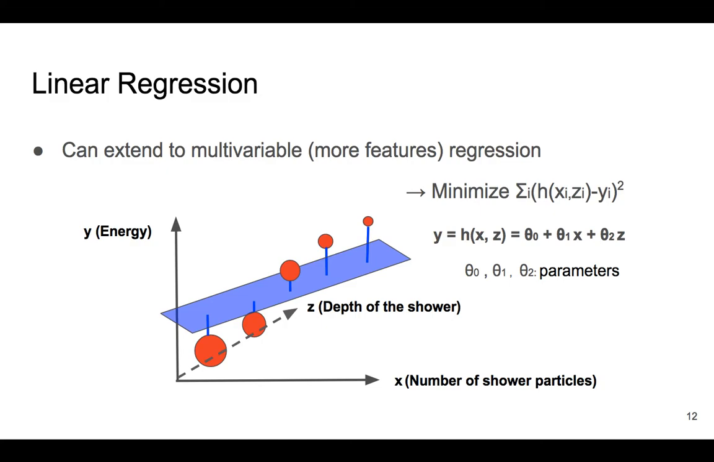The formula of the hypothesis is now y, or h of x and z, equals theta 0 plus theta 1 times x plus theta 2 times z. It has three parameters, theta 0, theta 1, and theta 2, and the resulting fit is actually a plane on this plot.